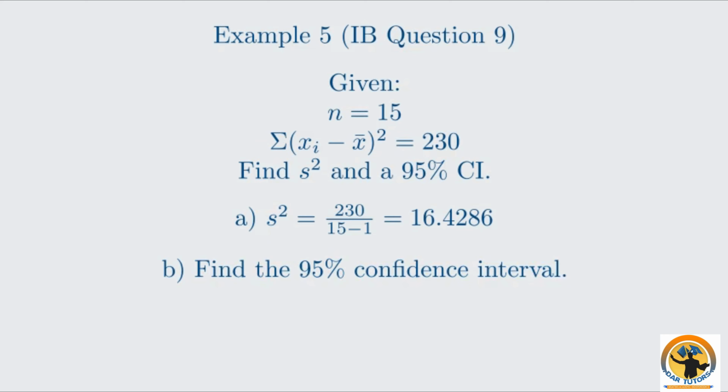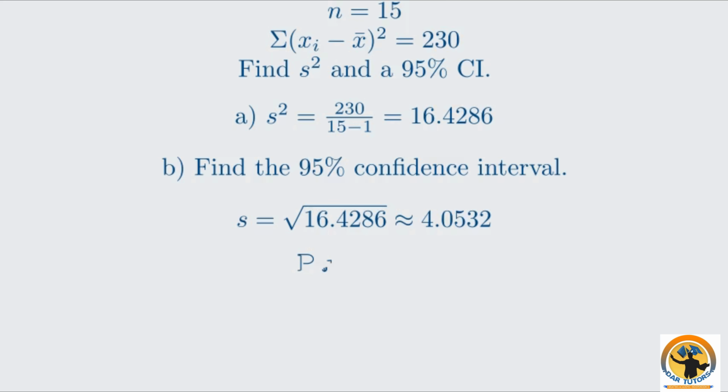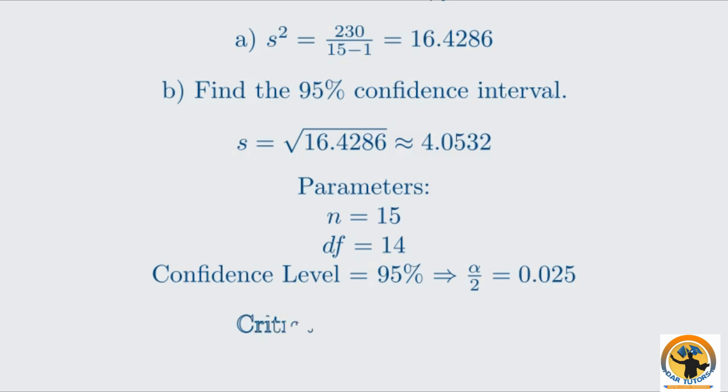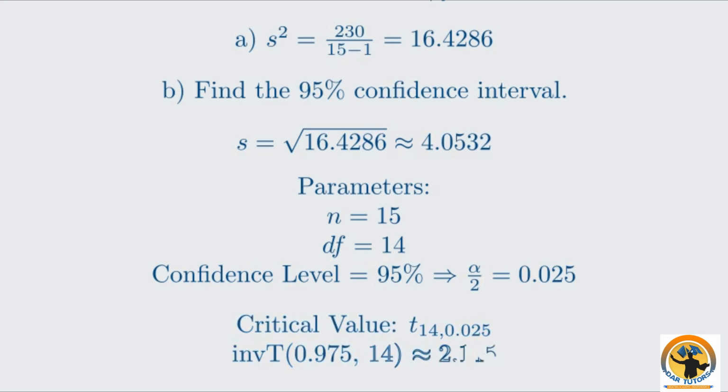We need the sample standard deviation, s, which is the square root of s squared. The square root of 16.4286 is approximately 4.0532. The degrees of freedom are n minus 1, which is 14. For a 95% confidence level, alpha over 2 is 0.025. The critical t-value t sub 14, 0.025 is approximately 2.14.